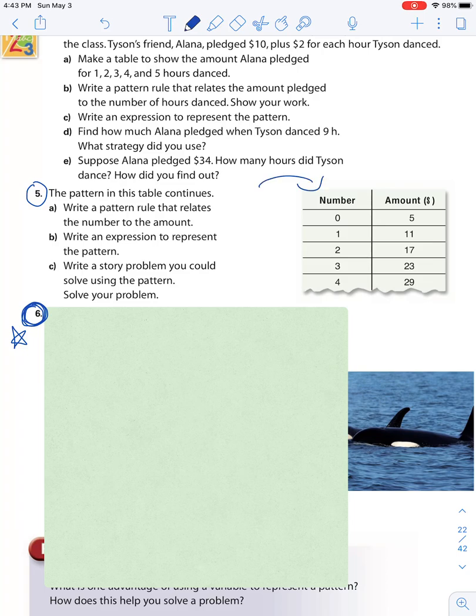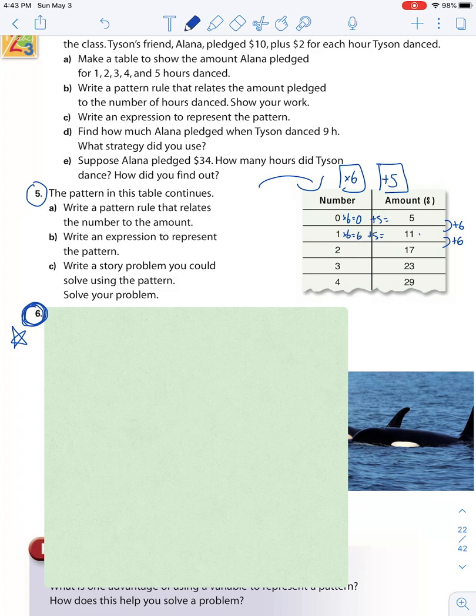Okay, so first of all, number 5, the pattern over here we're going to be using. We have to write the pattern rule that relates the number to the amount. So we're figuring out first of all what goes in the boxes. We're using our strategy over here for how much we're increasing by, which is 6 each time. So I know that's going to be one of my numbers. So I'm going to take a guess and think that it's going to be times by 6. So let's see. 0 times 6 is 0. How do I get to 5? I add 5.